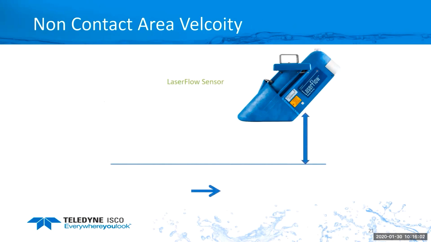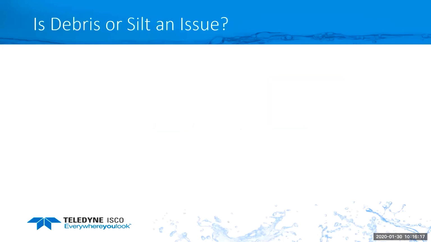It uses an ultrasonic sensor to read the distance to the surface of the water. When we know the distance, now the laser will focus below the surface of the water. The laser's on for about 2 seconds and takes 5,000 spectral readings to get our velocity.